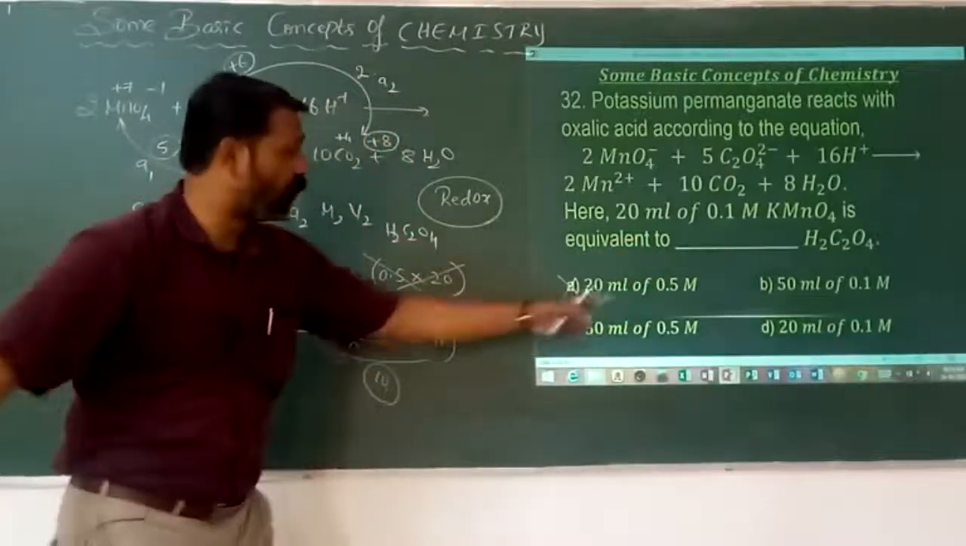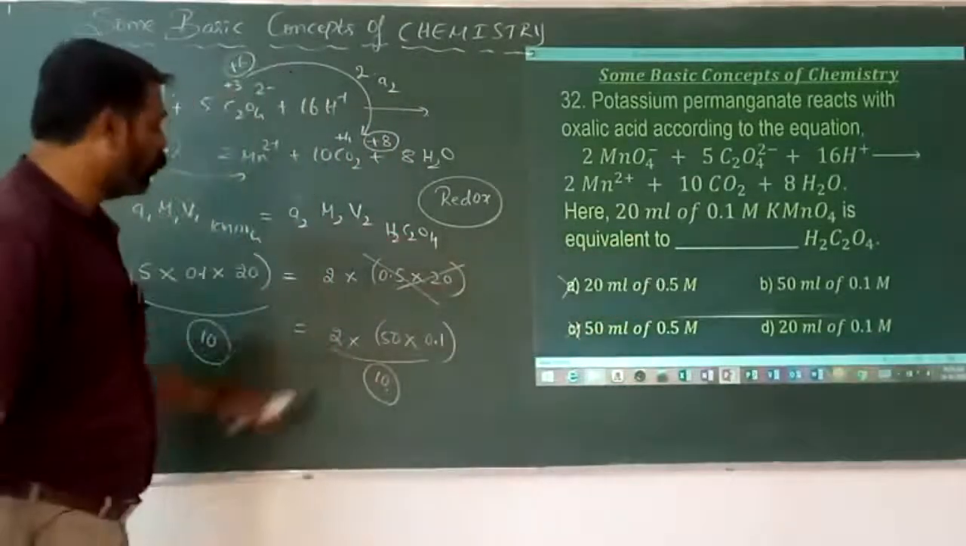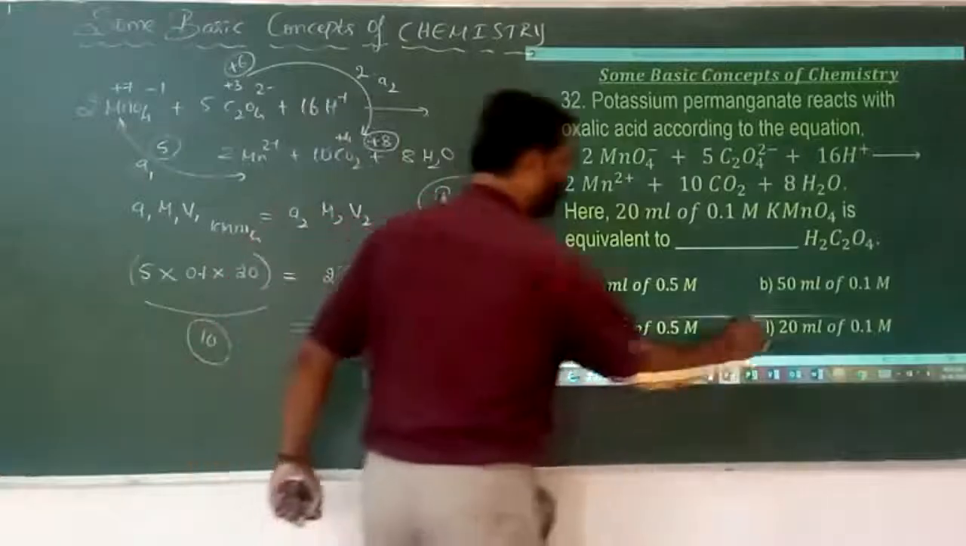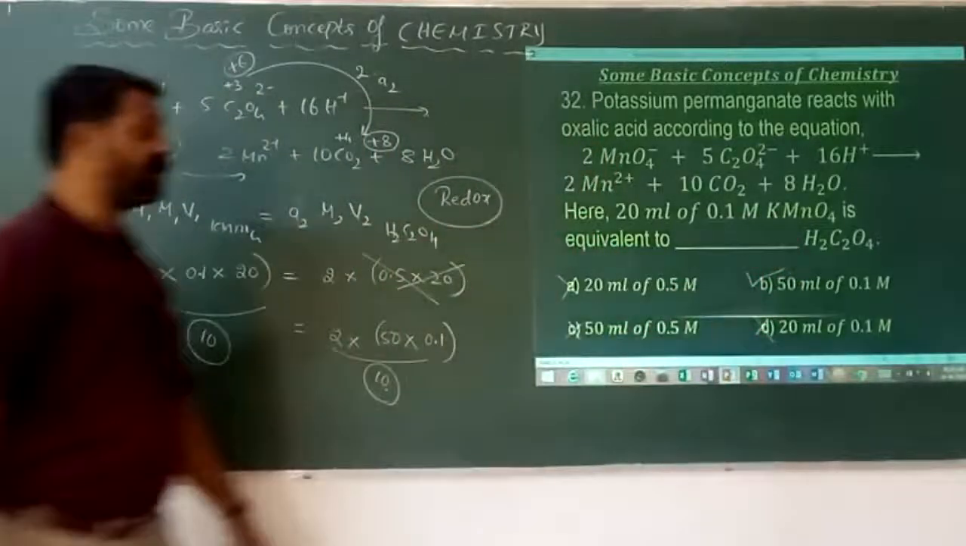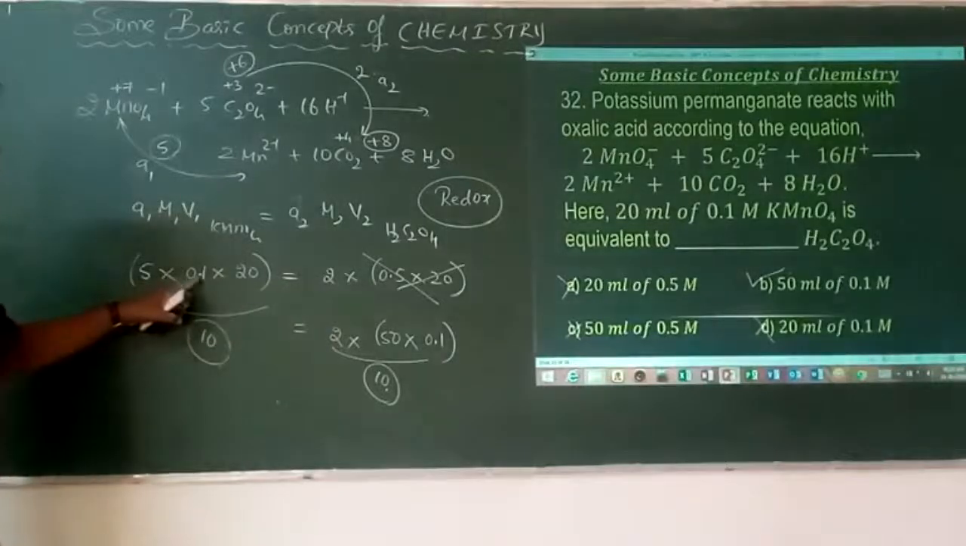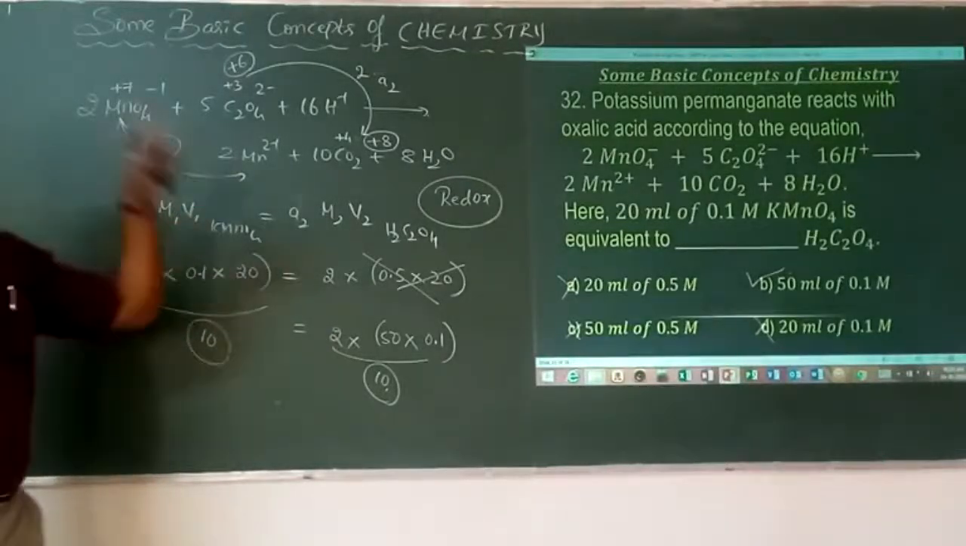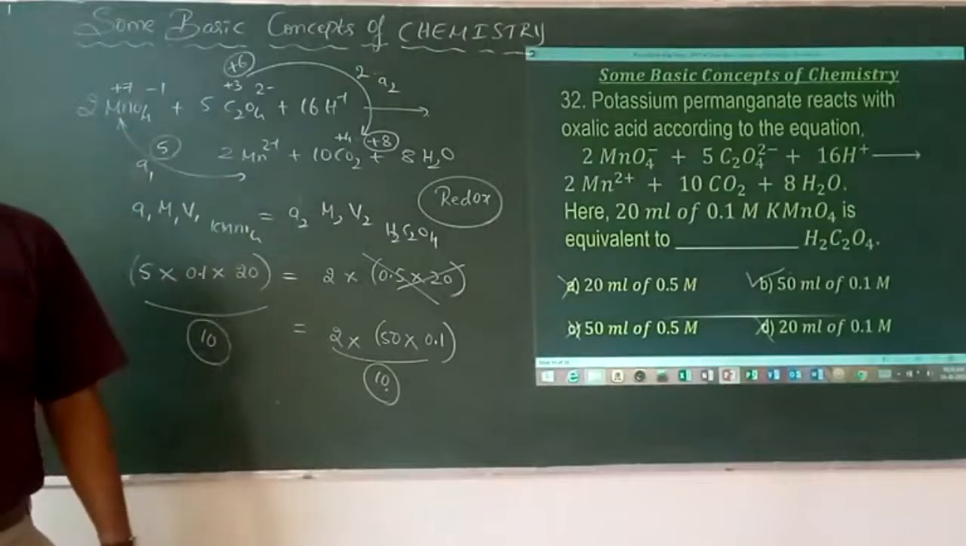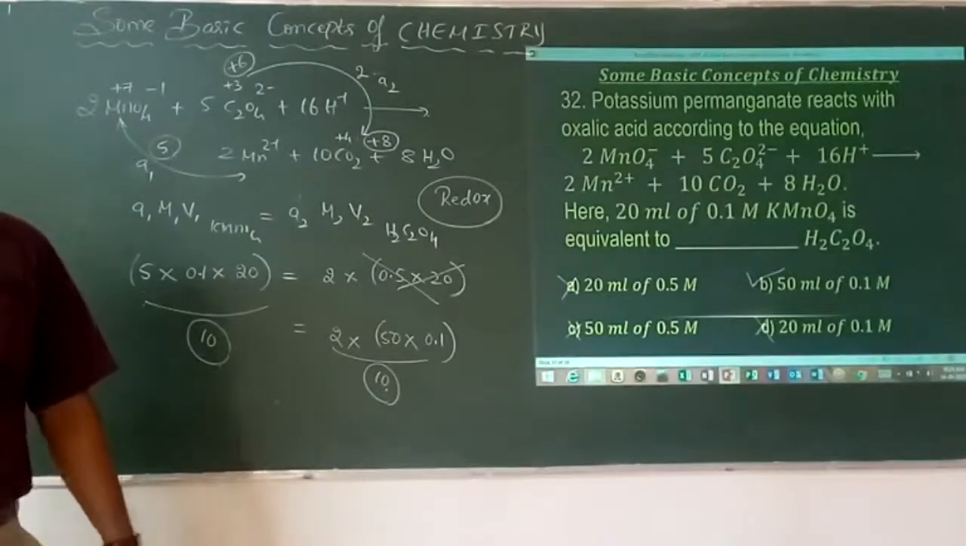Next, here, 20 into 0.1 is 2. 2 twos are 4. Therefore, this is also not correct. Therefore, the one and only option is that 50 ml of 0.1 molar is equal to 0.1 molar of how much? 20 ml of which one? KMnO4. So this is called the concept of volumetric analysis.